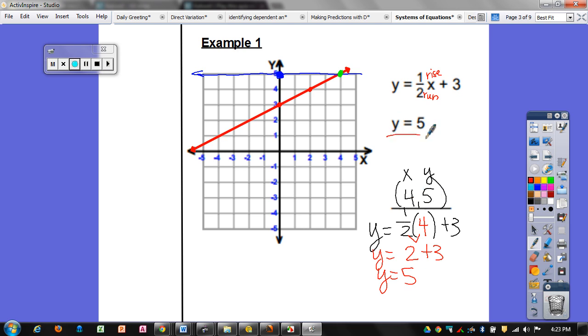And then for this one it's easy because it already tells us y equals 5. So since these are the same, your solution is correct.